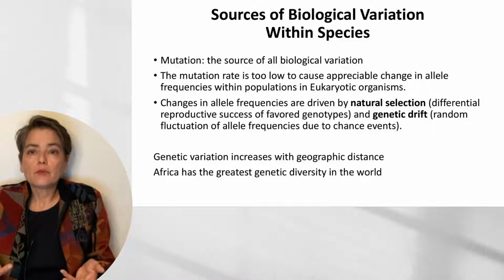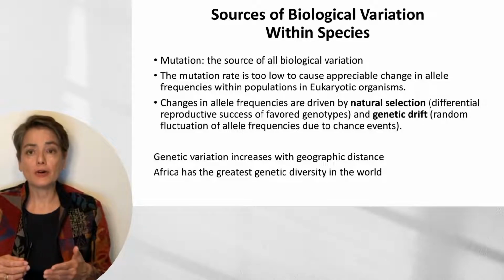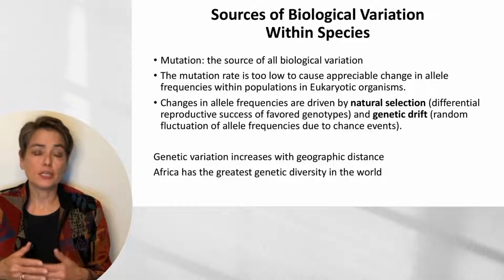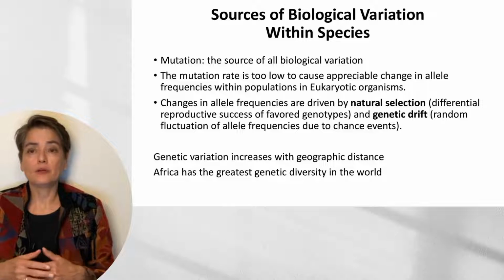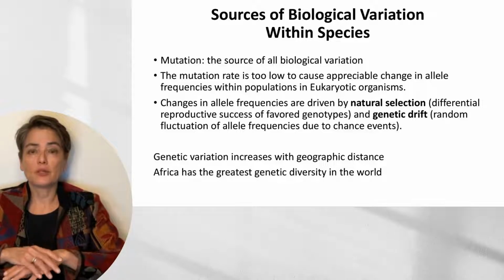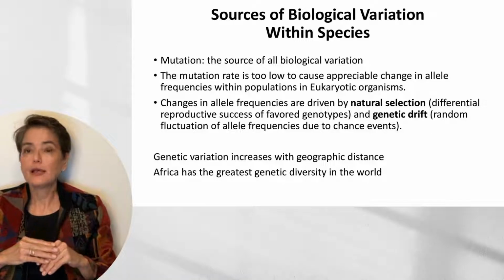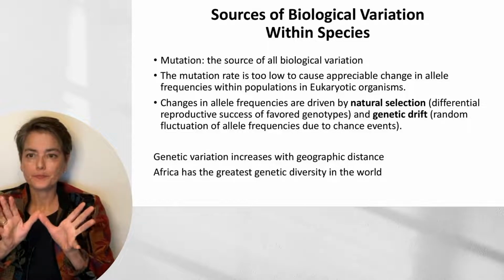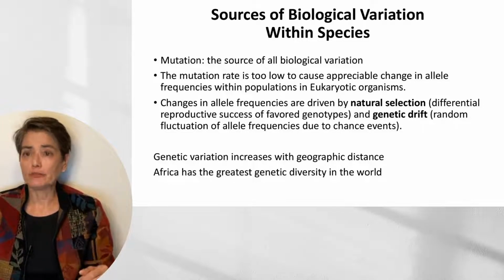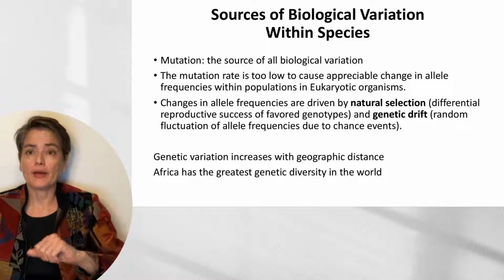So what causes change in allele frequencies is going to be natural selection. That's going to be differential reproductive success of favored genotypes. There are lots and lots of examples of this in the animal kingdom. An easy example is peacocks with that beautiful massive tail that is irresistible to peahens. So we have this selective pressure for a large, beautiful tail. We also have genetic drift, which is going to be the random fluctuation of allele frequencies due to chance events, such as population bottlenecks, and I'm going to talk about that in a moment.